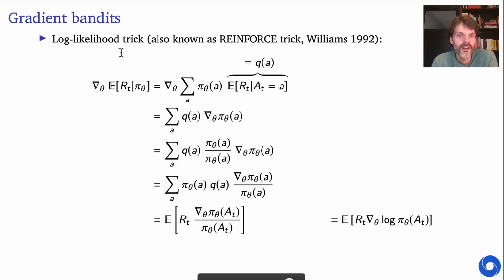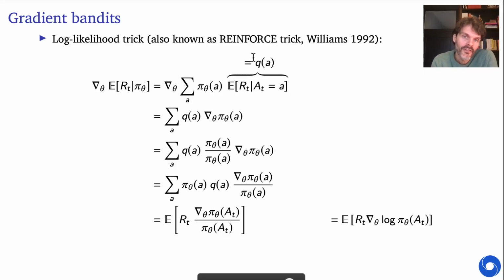So we start here on the left-hand side with the gradient of the expectation of the reward given that policy. And what we're going to do first is just write that out. So we're going to expand this expected reward given the policy into a summation over actions, and then we have the probability of selecting each of the actions times the expected reward given that we've taken specifically that action. And we know that to be our action value q(a).